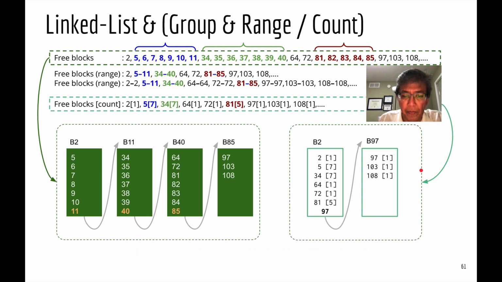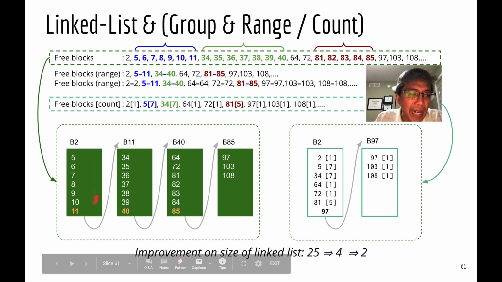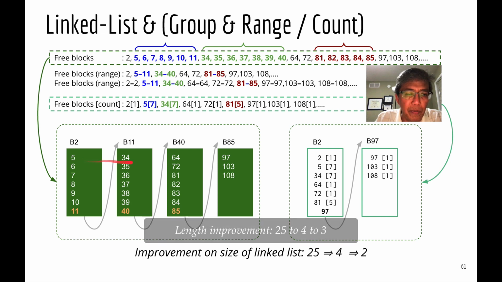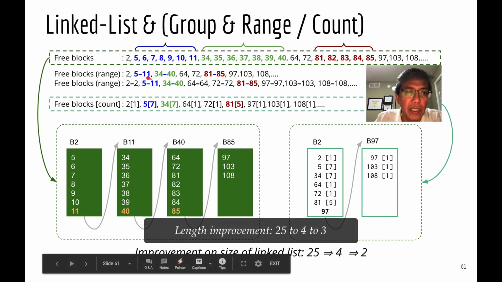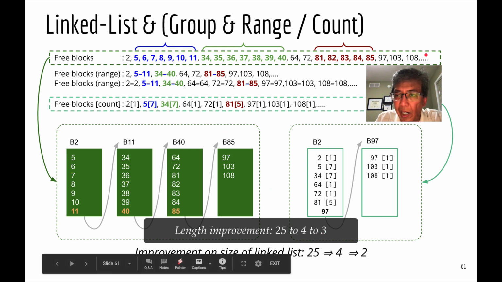So what is the improvement? The original list has 25 numbers. If you keep these numbers individually in a free block, then the length of your list will be 25. And the improvement that we can make by packing the numbers together will make the list shorter from 25 to 4. But by using a range for adjacent blocks, we can make the list even shorter. So the improvement is from 25 elements to 4 elements to 2 elements.